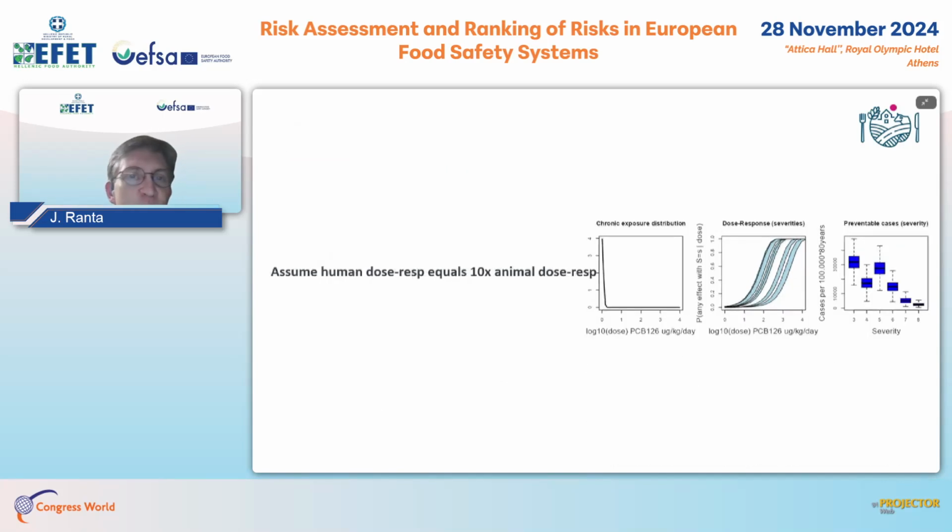And then you could play with these assumptions, assuming that humans would be 10 times more sensitive than the animals in the dose response experiments, and then you get a different number of cases. And then assuming that humans are 50 times more sensitive, then you get again different amounts and different uncertainties.